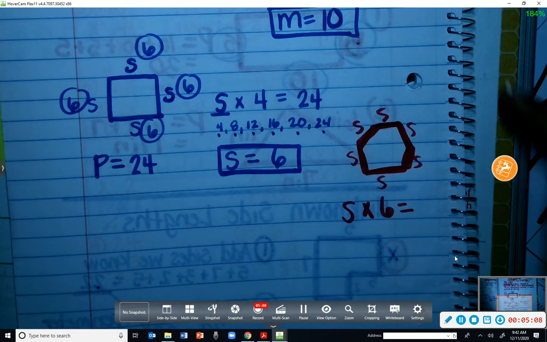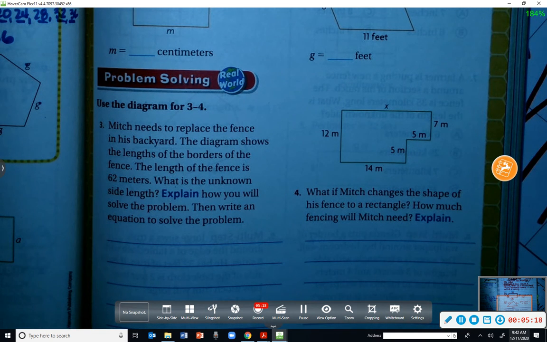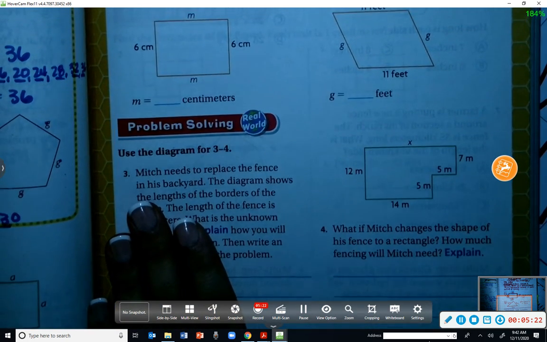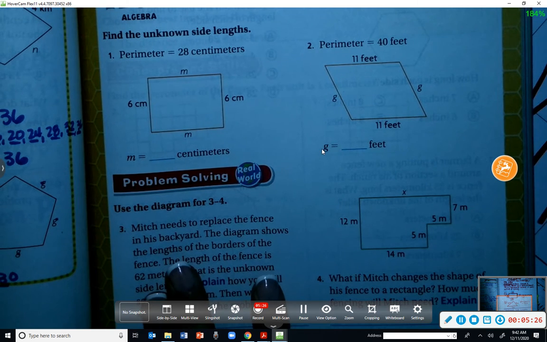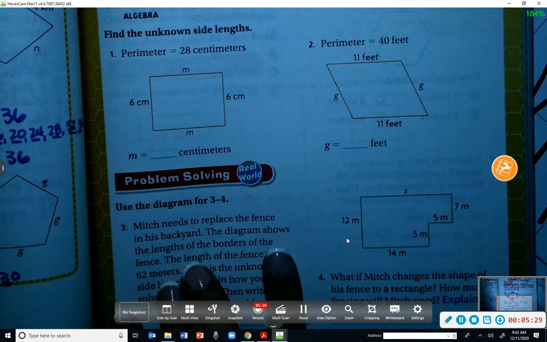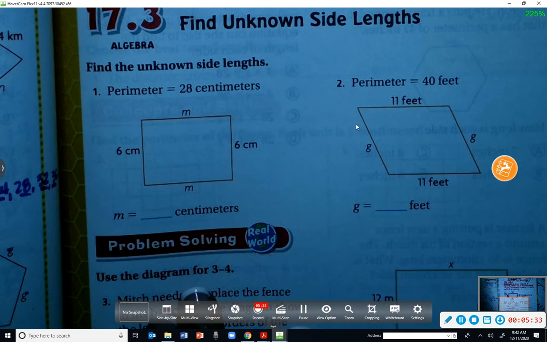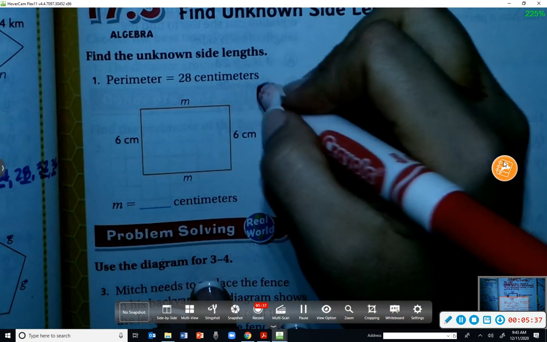All right, so what we're going to do, we're going to look back at this workbook page you guys had to do in class the other day and go over some of these problems before we do a different assignment. Okay, so make sure you're paying attention because you're going to do something on perimeter when we're done going over this. Okay, so number 1, find the unknown side lengths. What would I have to do first? Who can tell me?